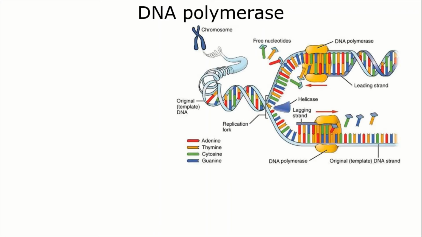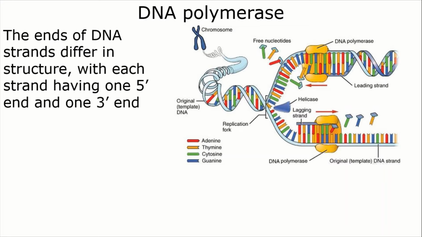So now let's talk a little bit more about DNA polymerase. On the right hand side of the screen, I've got this rather complicated looking diagram, but if we break it down, we can see that our DNA double helix has unwound to form our two polynucleotide strands, and we can see DNA polymerase is represented by this yellow block. We can also see we've got a red arrow which shows the direction that DNA polymerase is moving in. So DNA strands have different ends, and the ends are different because they have a different structure. Each DNA strand has what's known as a 5' end and a 3' end.